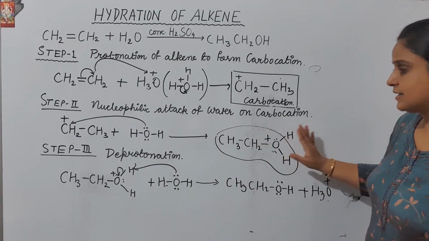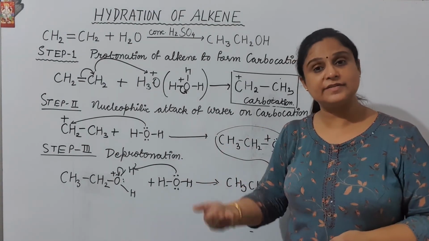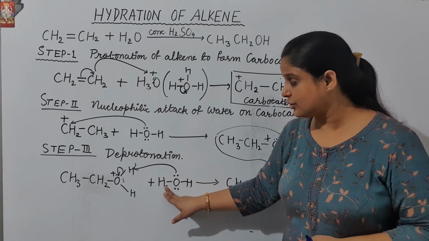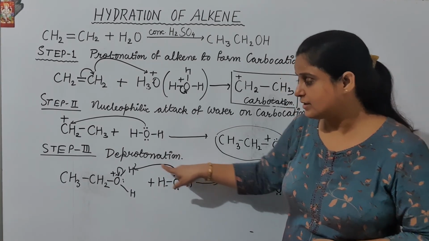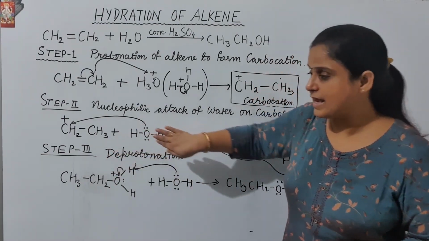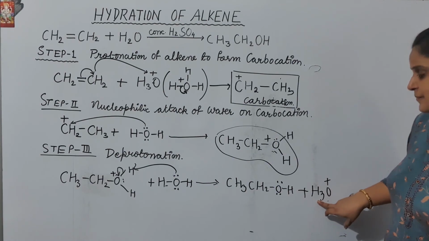तो ये क्या करेगा? In the next step, deprotonation will be taken place. Deprotonation किसकी वजह से होगा? Because of the presence of this water molecule. अब ये water molecule क्या करना है? This is having lone pair. This hydrogen will give its electron to the oxygen and will come as H plus ion and will connect with this water molecule to form this H3O plus.